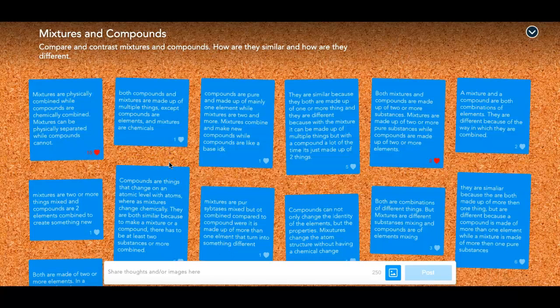physically combined, meaning that they're in the same space, in the same container, whereas compounds, those elements are chemically bonded together. They're actually chemically joined with one another in something that we call a bond. So Mr. Sanford got the most votes. Said mixtures are physically combined while compounds are chemically combined. Mixtures can be physically separated while compounds cannot.